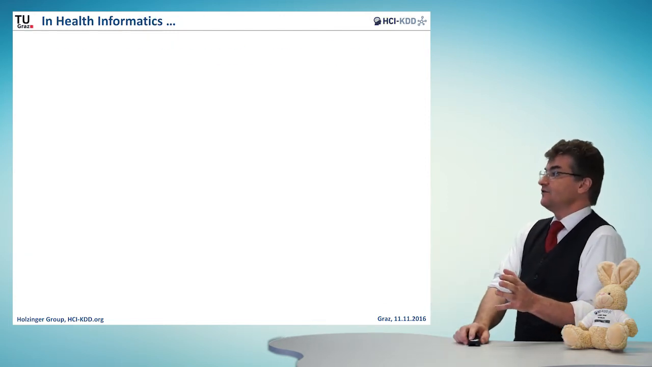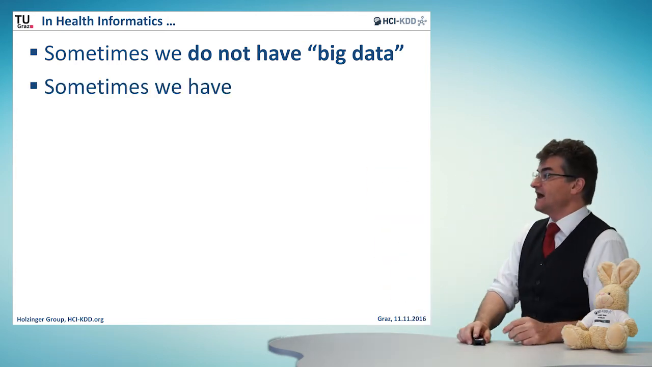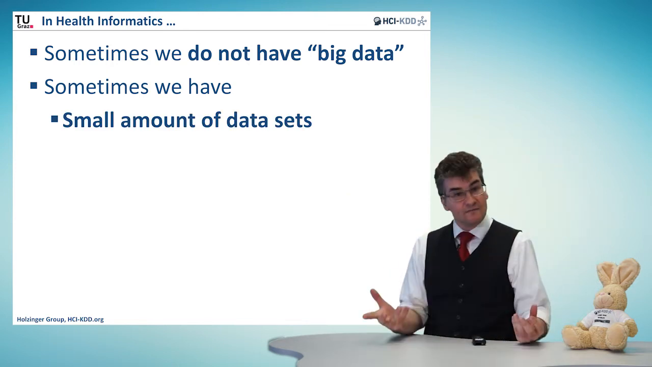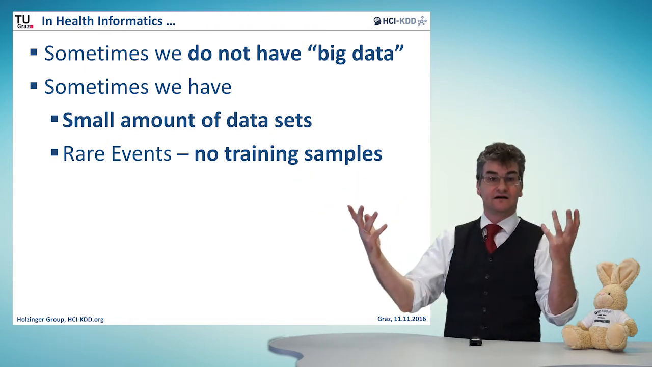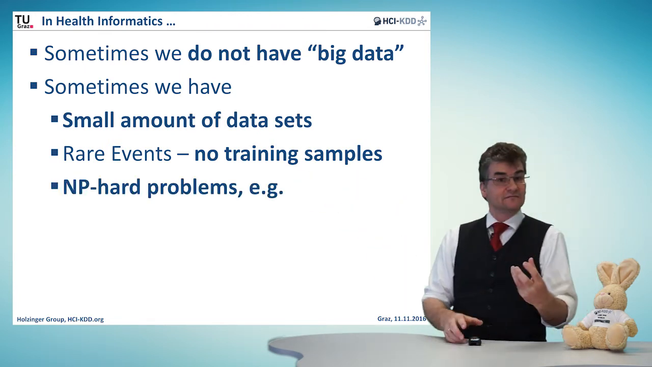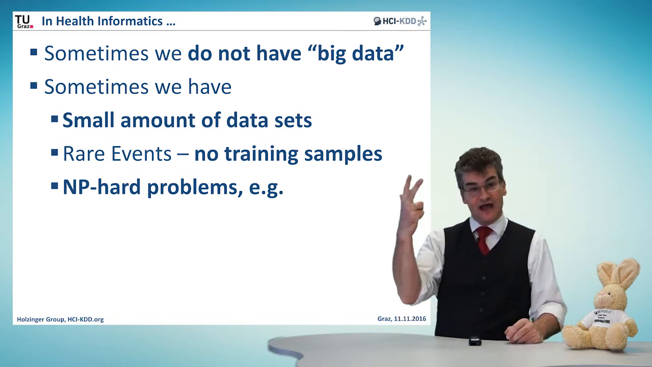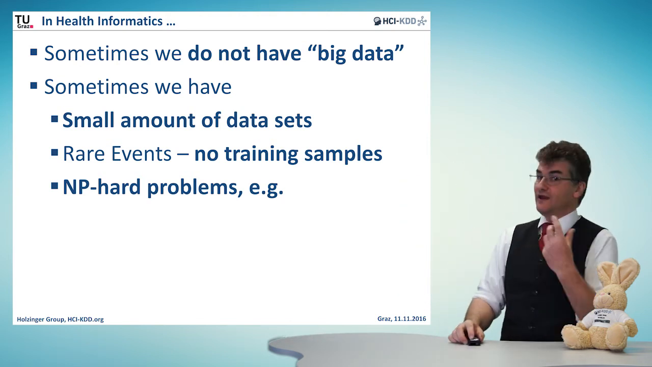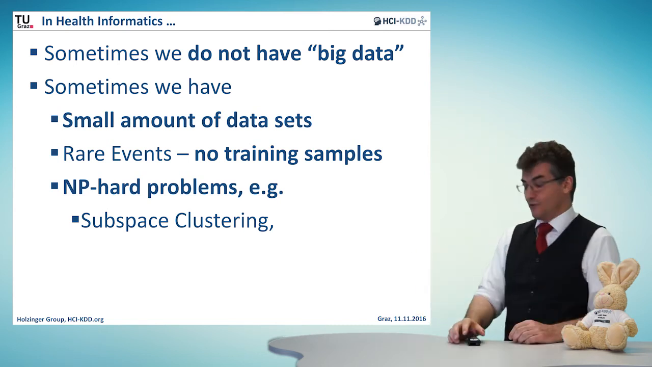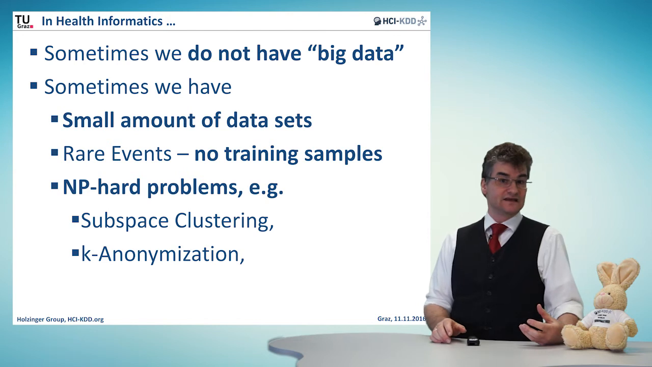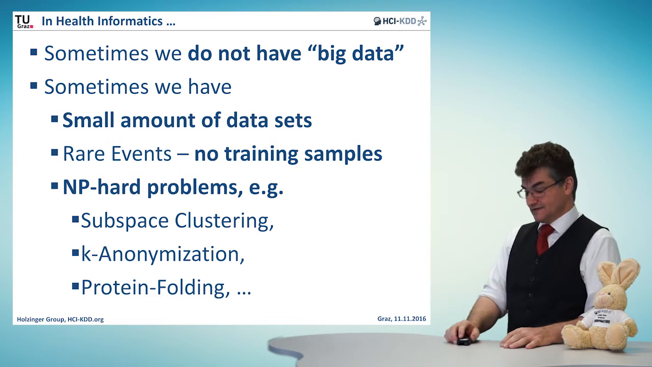And this brings us now to the limits. Sometimes we do not have this big data. Sometimes we have, for example, small data sets, or we have rare events where we have no training examples whatsoever. And most of the time we are dealing with NP-hard problems. For example, and again the magical number 3, I pick out only 3 of the thousands of problems: subspace clustering, which is of utmost importance in the medical domain, k-anonymization, and protein folding, just to give you 3 examples, okay?